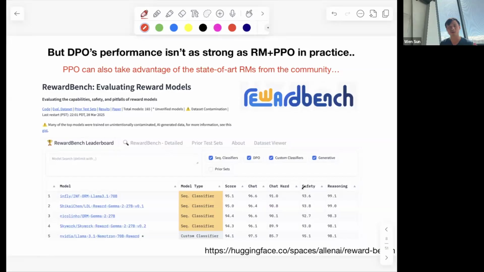You don't need to worry about how the reward model is trained, or what kind of data was used to train it. All you need to do is take the best reward model, or the reward model that satisfies your application, and run online RL on top of that, right?